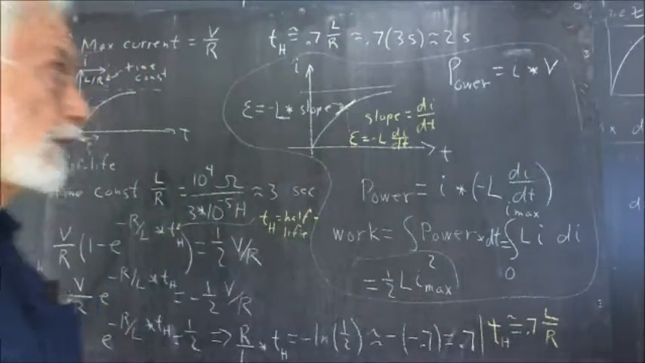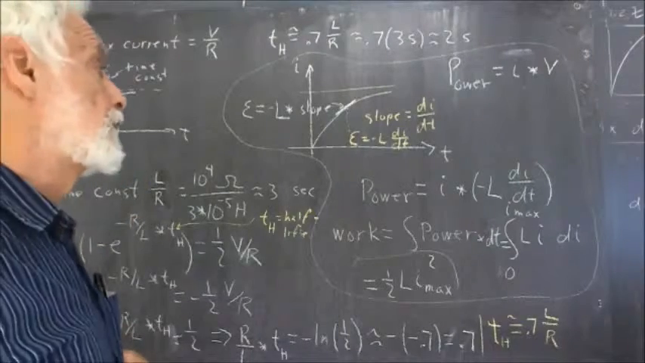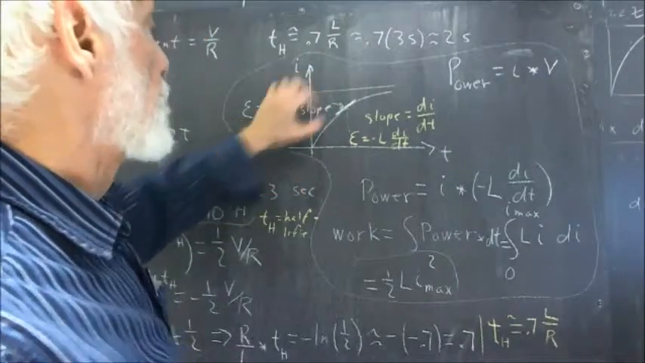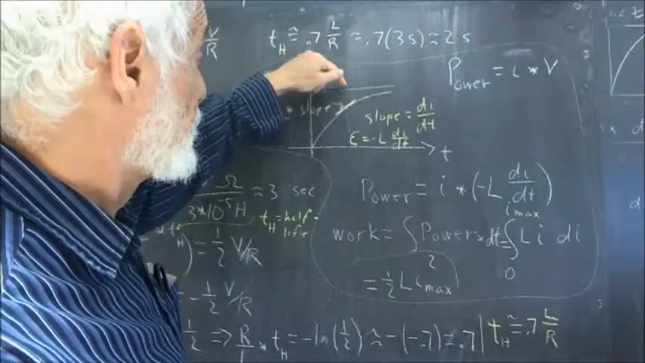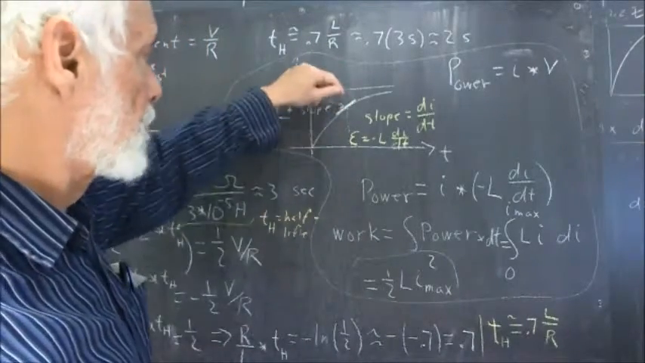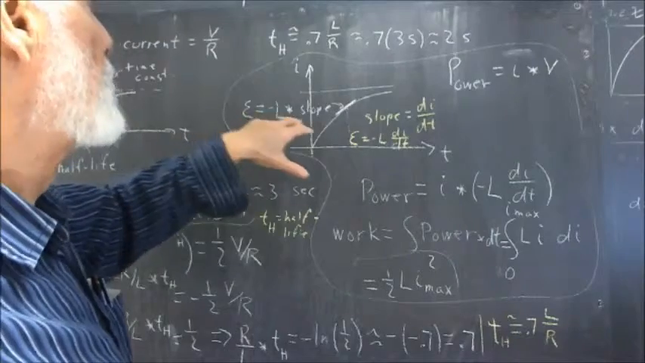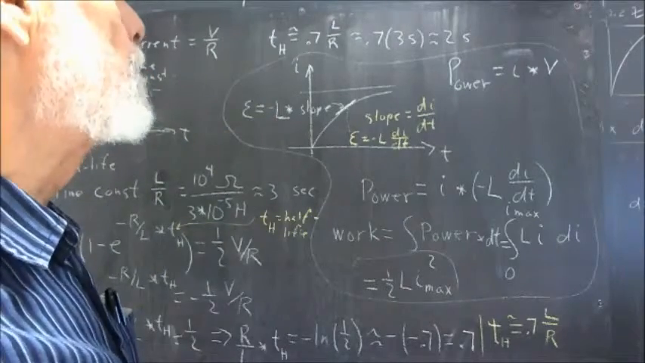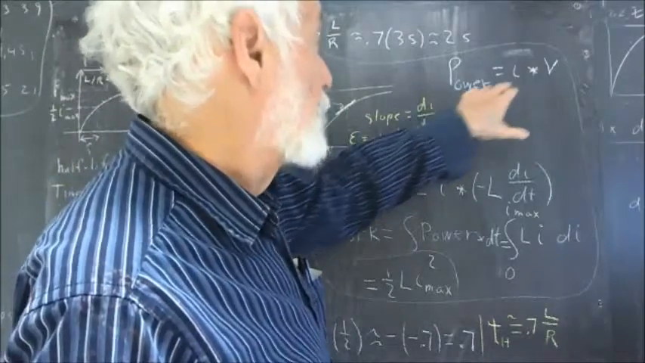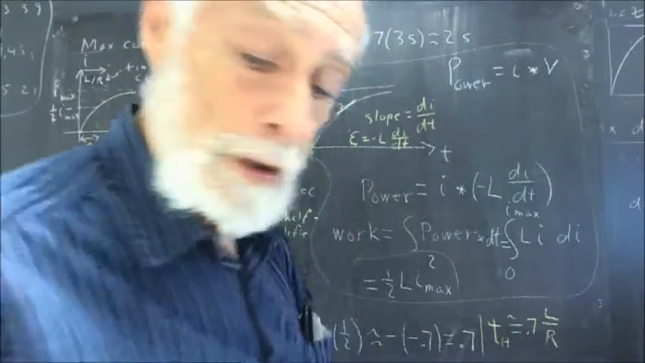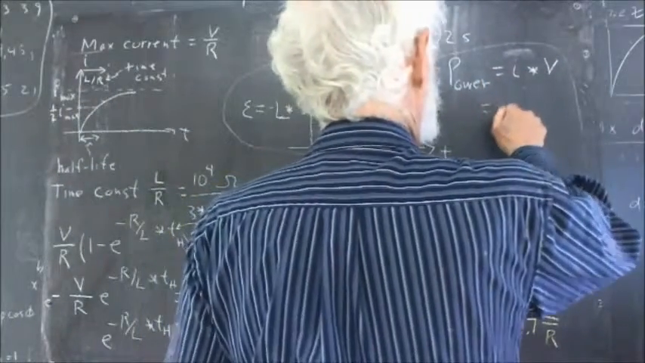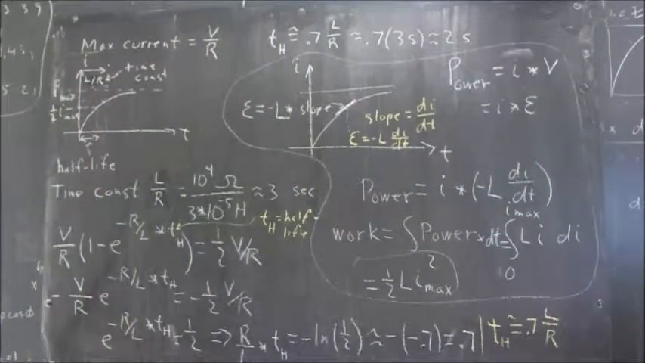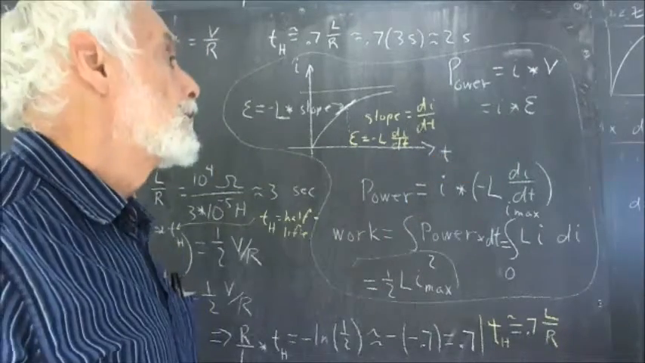And you think about how you could visually do that, knowing that this function is exponential. This negative L times slope is actually going to be proportional to this distance here. And so we're basically multiplying this distance times the slope at this point, and then times the inductance. In any case, power is equal to current times voltage, or in this case, current times the EMF that we're using to achieve the current.